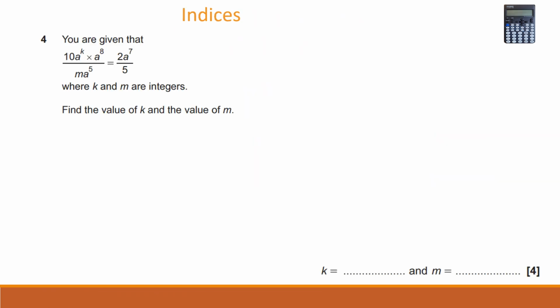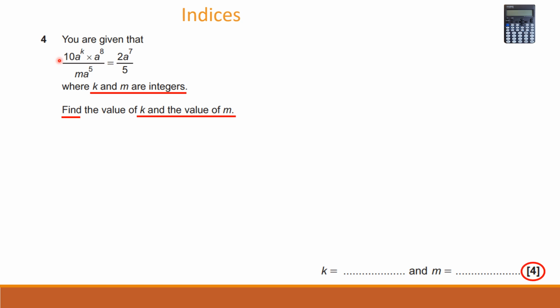This is a question on indices. The key words in the question are that you've been given a formula and you have got values k and m which are integers. So you were told k and m are integers within this formula here, and you've got to work out the value of k and m.